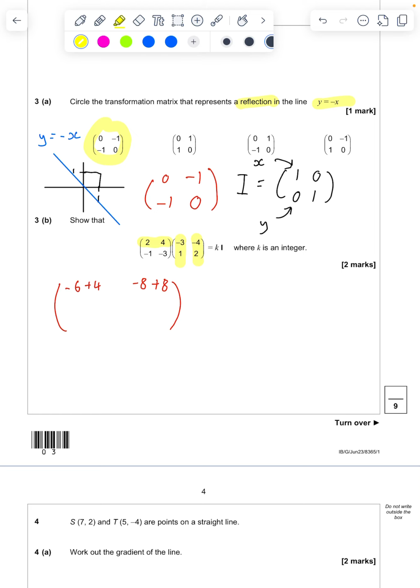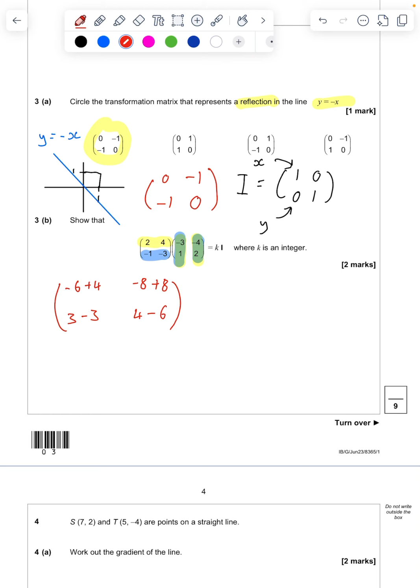And then you do the second row with the first column. So you've got negative 1 times negative 3, which is plus 3. So 3. And then you've got negative 3 times plus 1, which is negative 3. Sorry, so 3, take away 3, that will go to 0, which is useful. And then you do finally the second row with the second column. So negative 1 times negative 4, which is plus 4. And then you've got negative 3 times 2, which is plus 6. Sorry, which is minus 6.